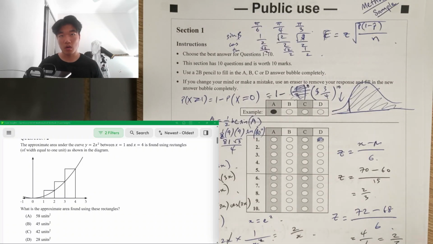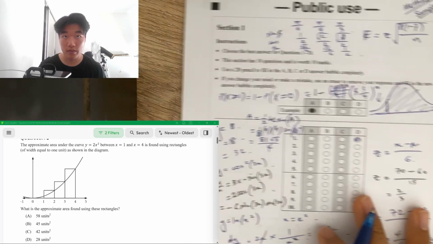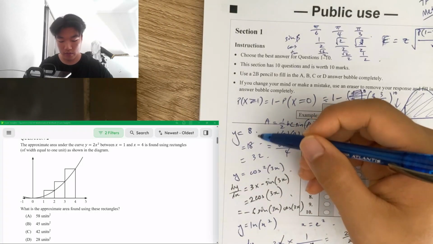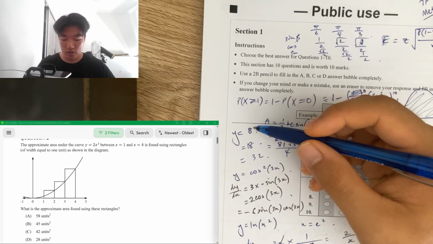If the width is 1, that means the height is actually the area, right? We're just multiplying the width, which is 1, by the height. So overall, the height is representing the area. So here, I actually did that. So we just sub in the bounds.